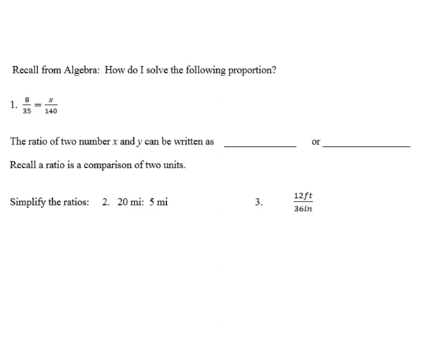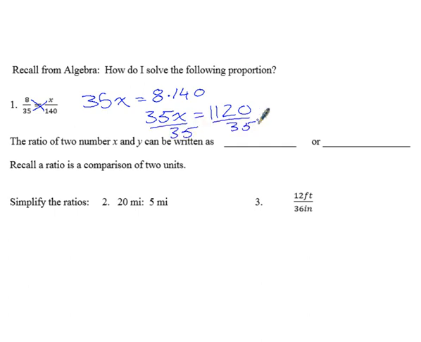You may recall some of these problems from algebra. If I had a setup of a proportion, how would I solve for x here? So this is our cross multiplication, where I would multiply 35 times x to get 35x. And then I would do 8 times 140. So that gives me 35x equals, let's see, that would be 1,120. And then I would divide both sides by 35 to solve for x. And you get that x is 32.